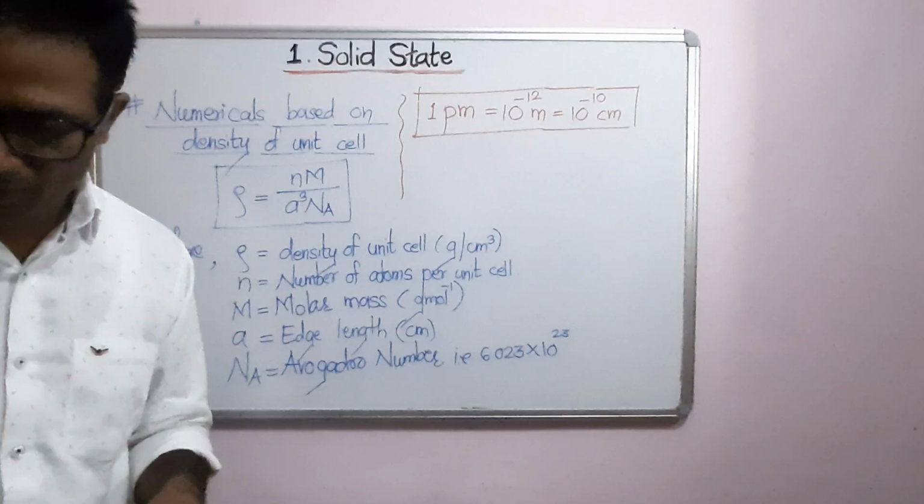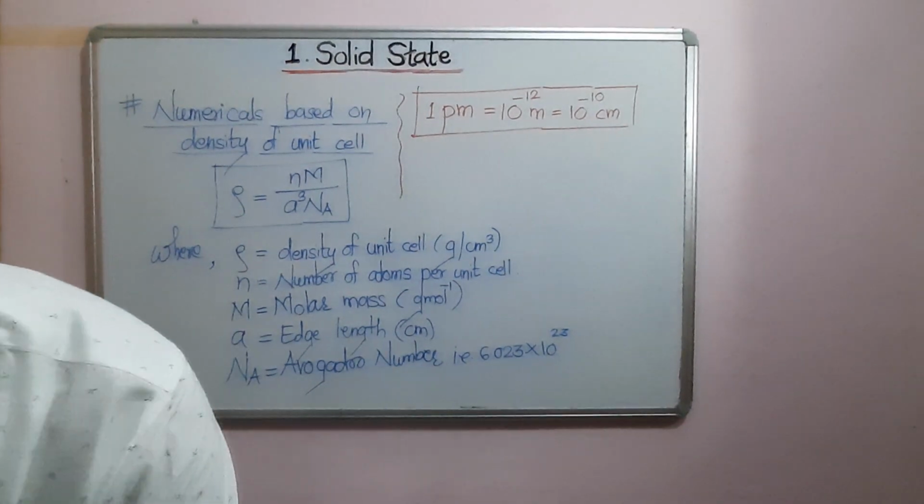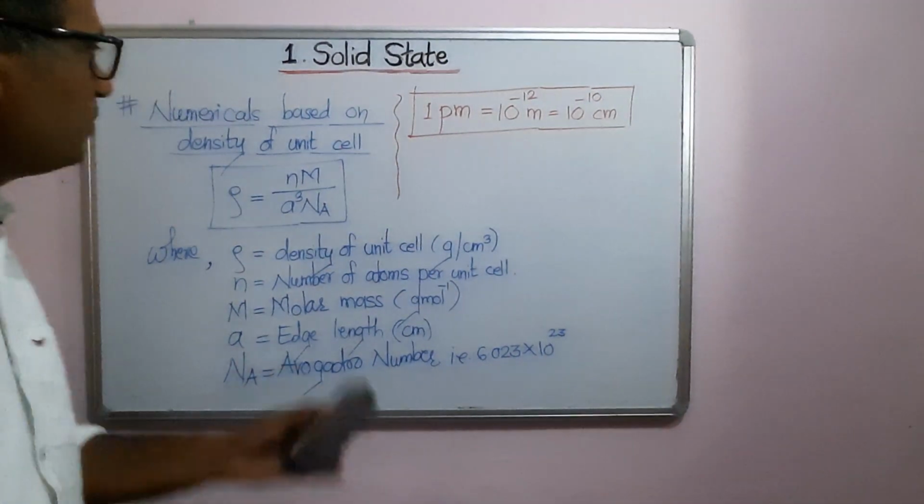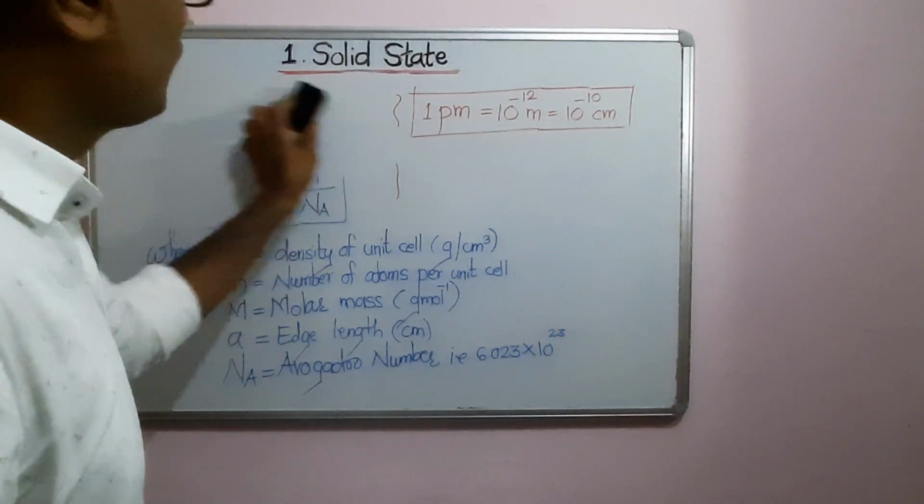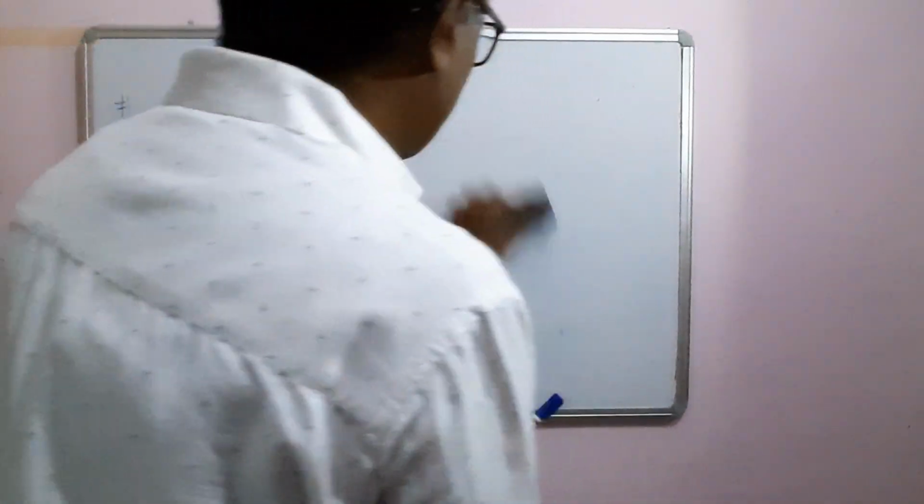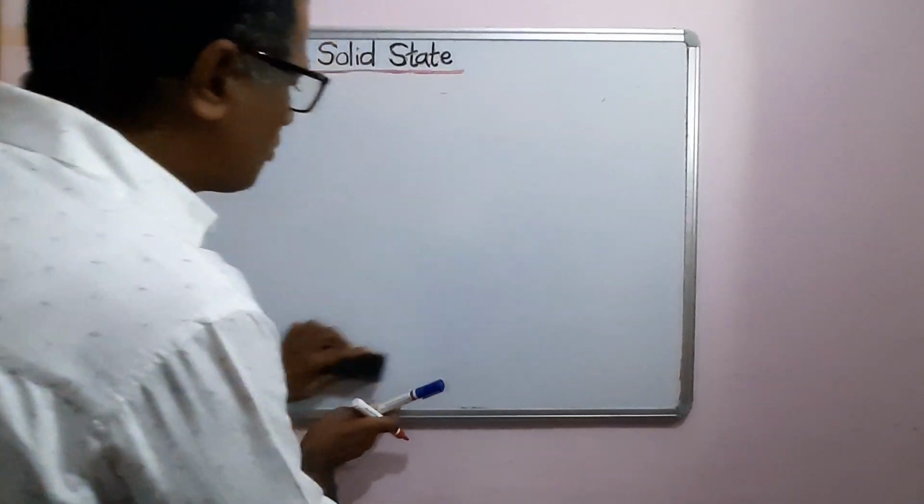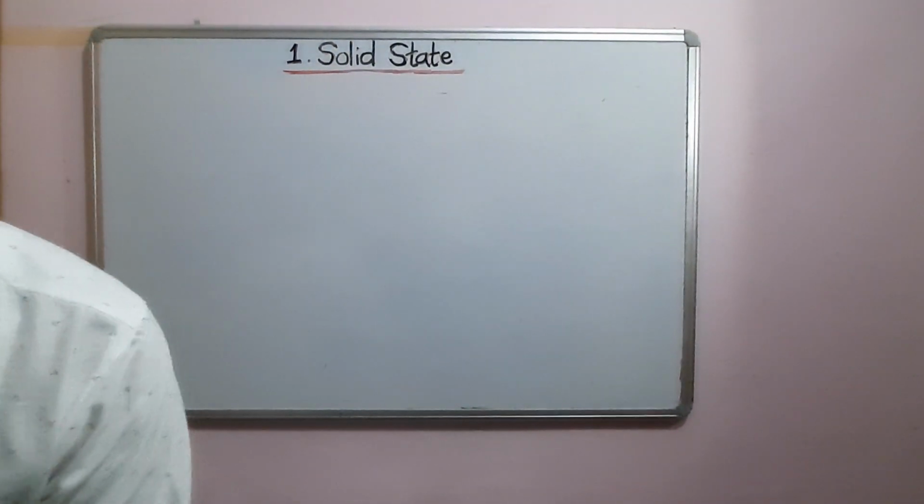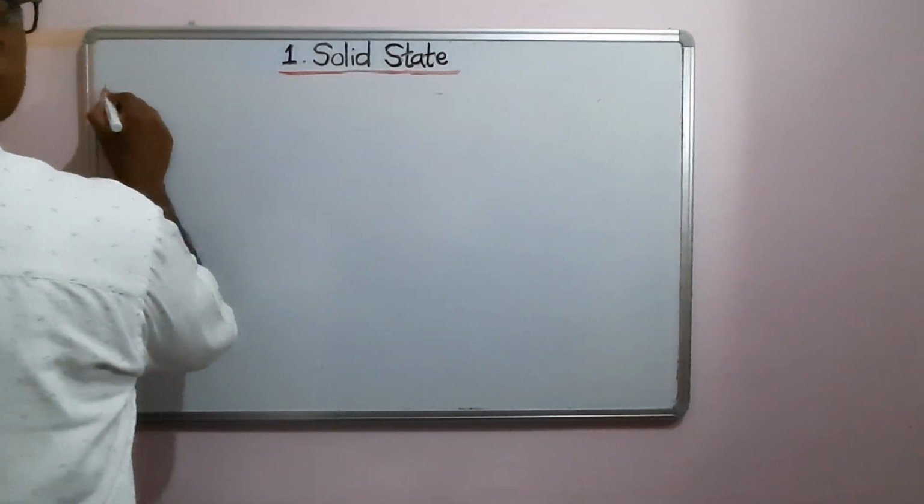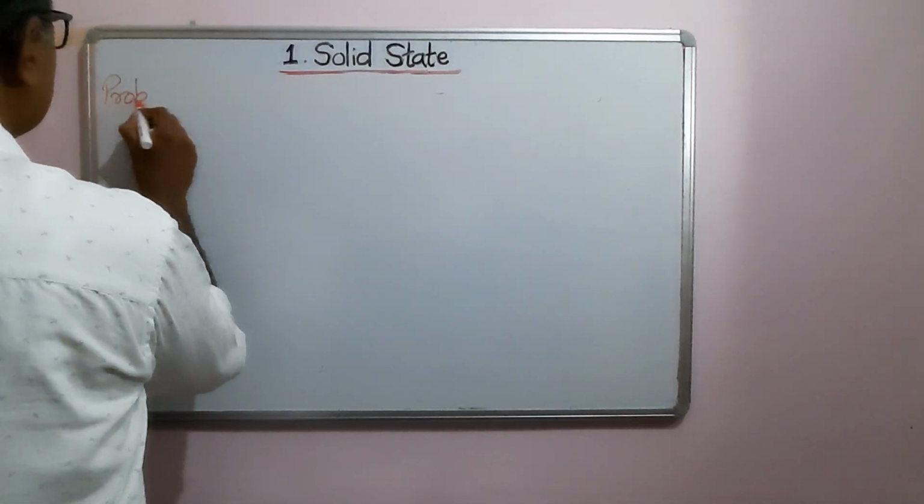So we will take a few problems based on it. Okay, so I will write the first problem for the density of unit cell. The first problem is problem number 1.